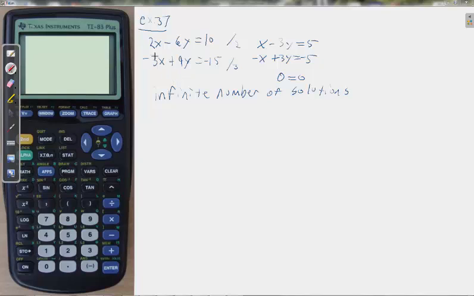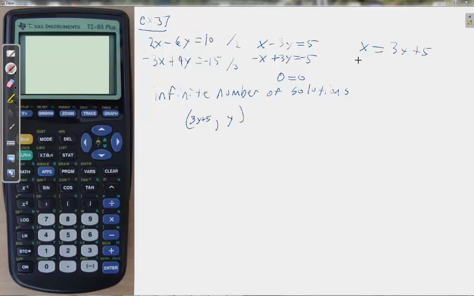So their form, well, let's just solve one of these. x equals 3y plus 5. So if y is arbitrary, x is 3y plus 5. That would be a perfectly acceptable solution. If you gave me that on a test, I would give you full credit.